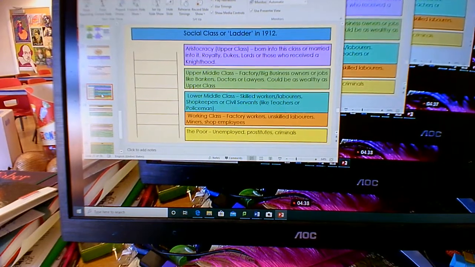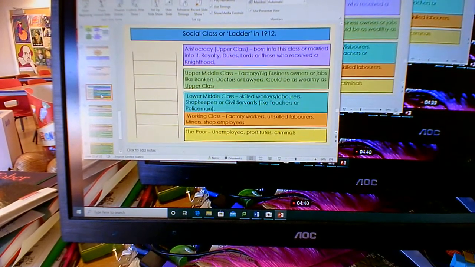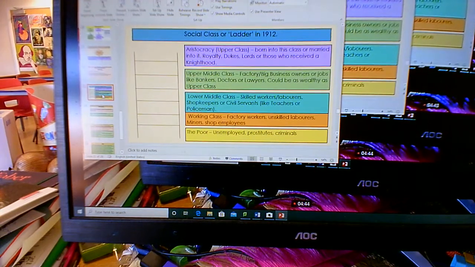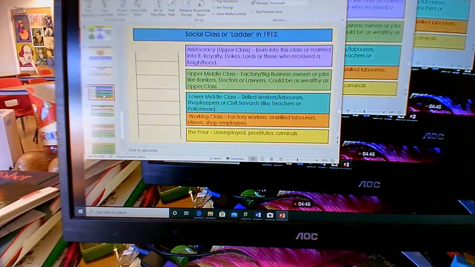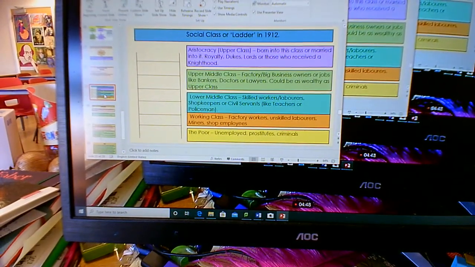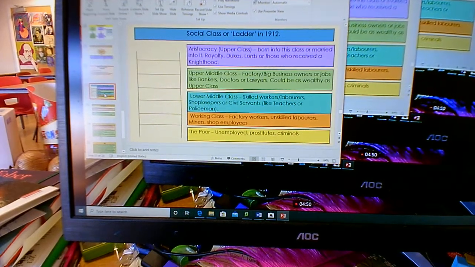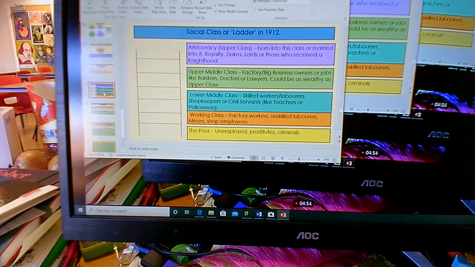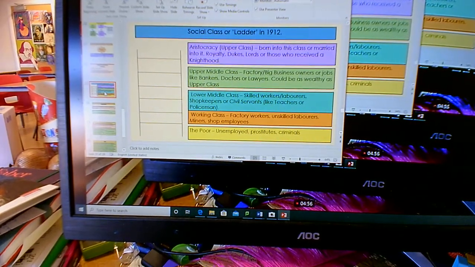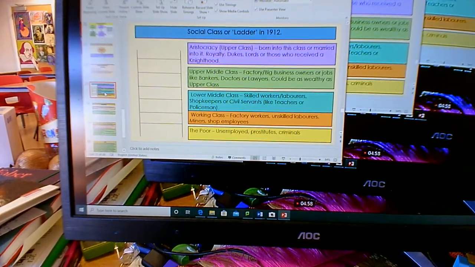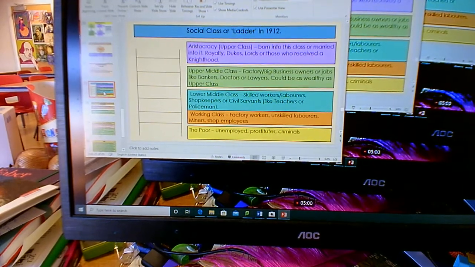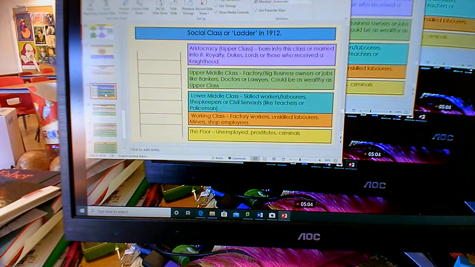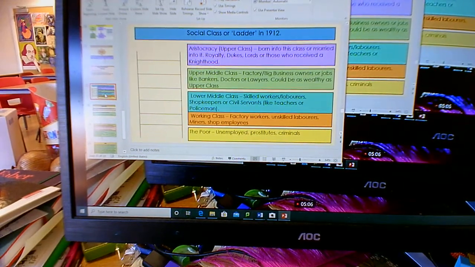Below them, then, you have the upper middle class. Now, these were often as wealthy as the upper classes, but they've made their money, or their families have made that money and passed that wealth on to them, rather than having inherited it as being a duke or a lord, for example. So you could be someone like a banker, a doctor, a lawyer, but what's most important to the study of An Inspector Calls is this idea of factory owners or big business owners.